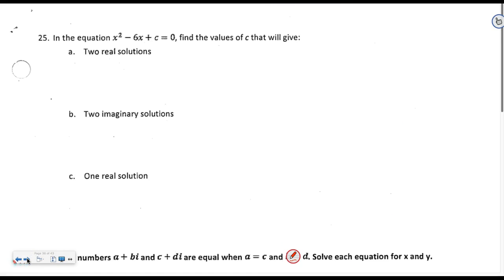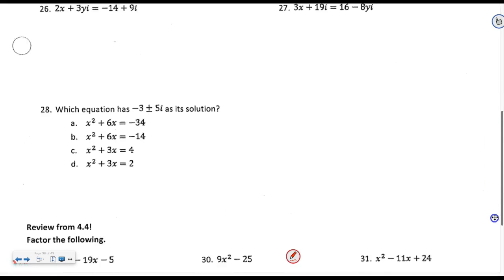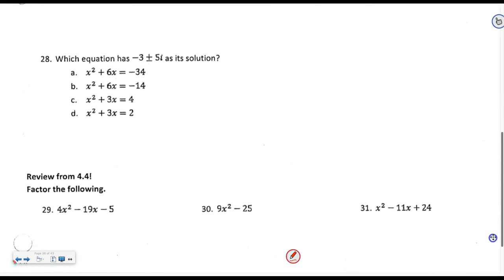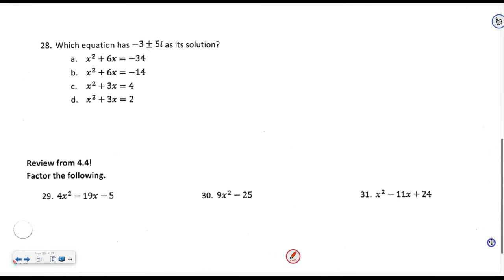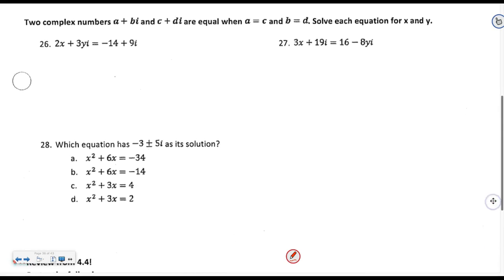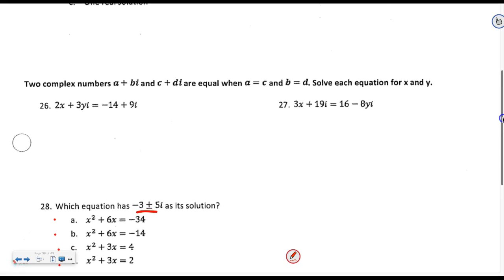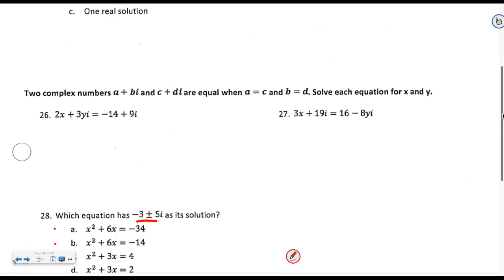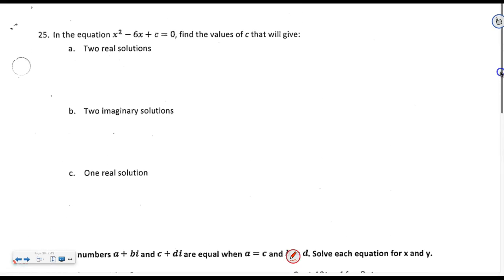And I think that is all I'm going to get to because I know you're not tested on these. This is a review for the factoring. This one right here, you would just have to do the quadratic formula on these and see which one gives you that as a solution. 2 complex numbers, blah, blah, blah, a equals c and b to resolve for x and y. I'm going to leave that one undone.